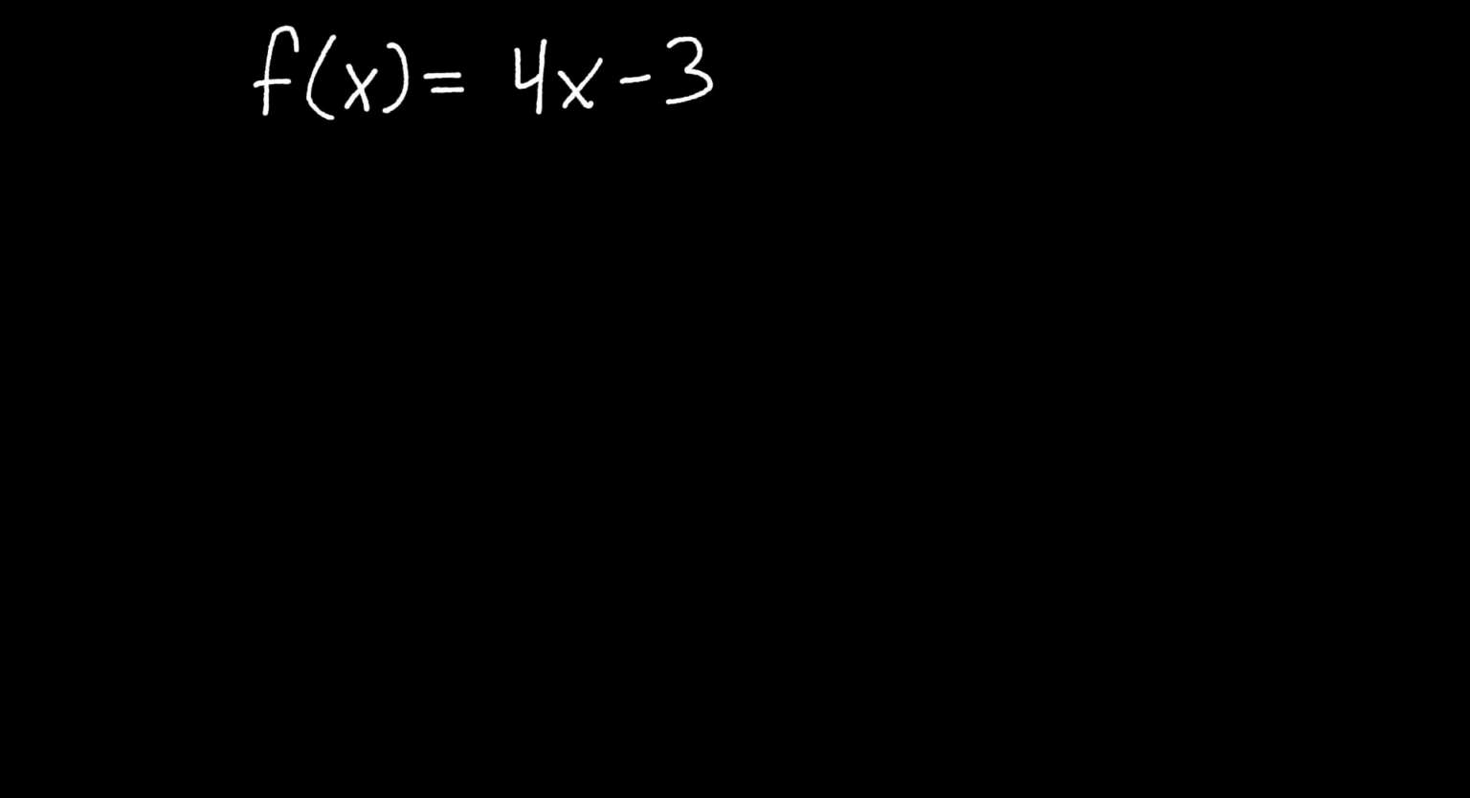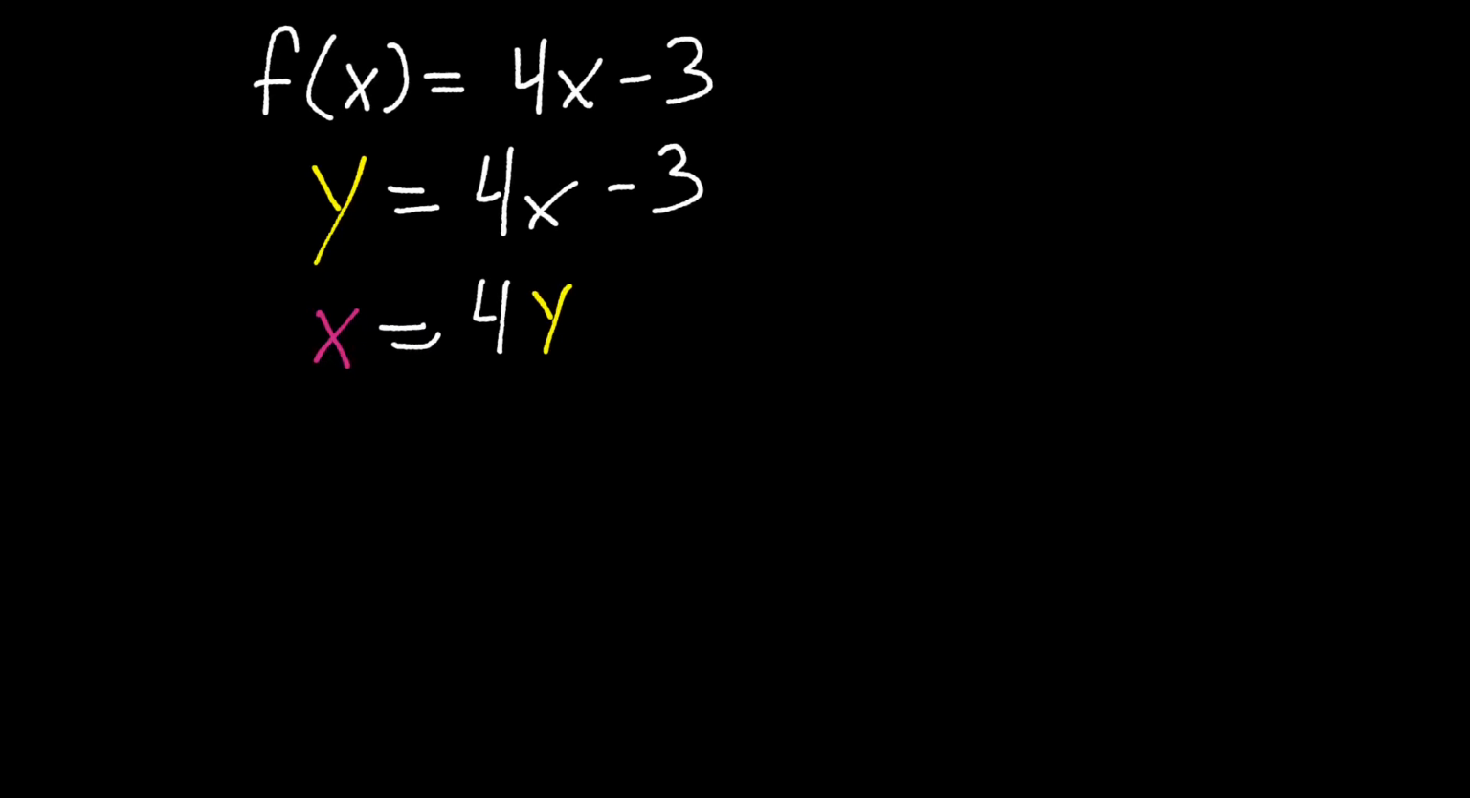Alright, this time we want to find the inverse of the function f of x equaling 4x minus 3. Well, like before, I said rewrite it so that f of x is y equals 4x minus 3. And then we've got to take our y and our x, and they have to trade places. So it becomes x equals 4y minus 3.